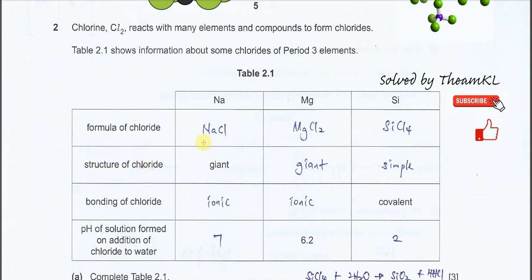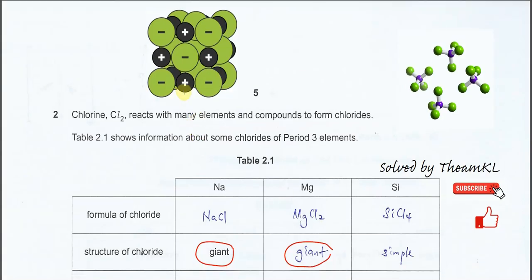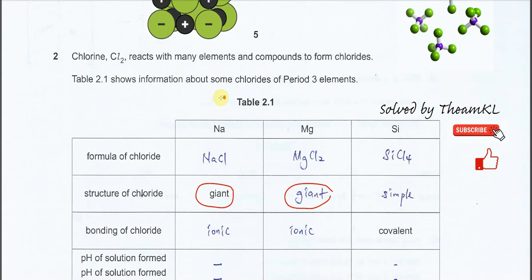For the sodium chloride and the magnesium chloride, they are both ionic compounds. Ionic compounds most likely have a giant ionic structure. So if the sodium chloride is giant, magnesium chloride is also giant. It is something like this. The cations and the anions will be nearby and arranged alternately. So it's a giant structure, meaning it will form an ionic network. You see, the negative and positive particles always arrange alternately.